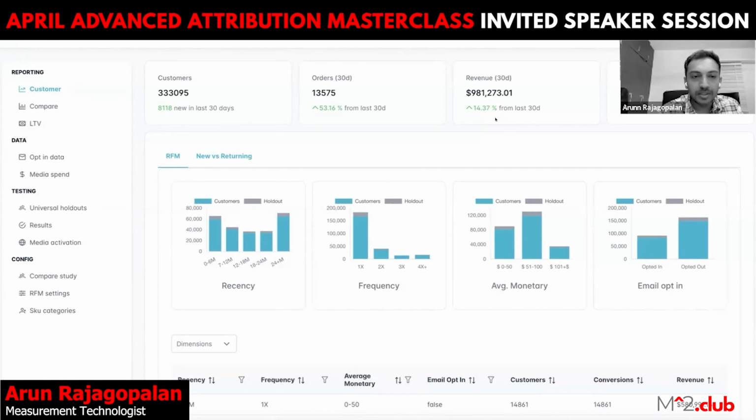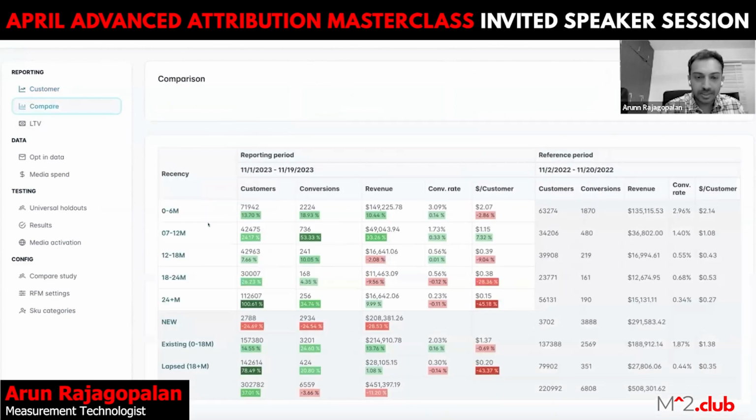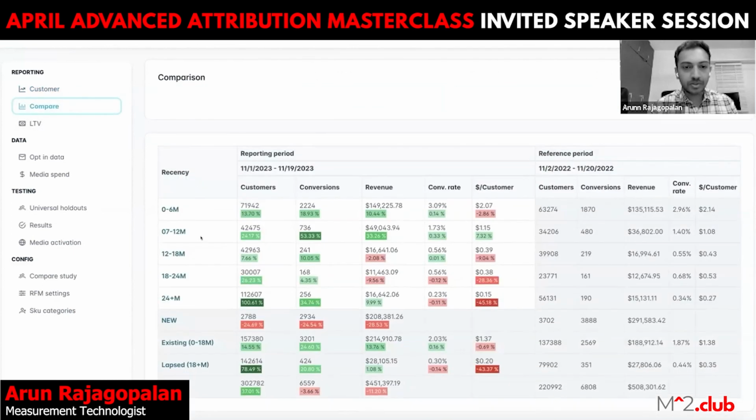We started looking at their house file. They had about 300,000 customers, and this is how their RFM looked, right? We wanted to identify pockets where things were working for them and pockets where we could do some improvement, so we created a compare study. We have recency, 0 to 6 months, 7 to 12 months, and then new customers who occurred in this 19-day period. We classified 0 to 18 months as existing and 18 plus as lapsed buyers, right?